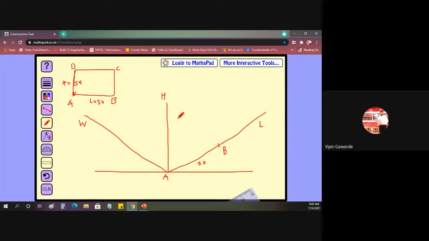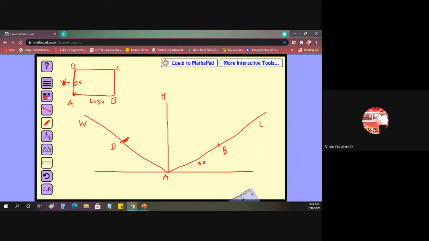Now we have to draw it horizontally. Sorry, now this becomes the width. This will come in the top view now. Width is equal to 50, so AD is equal to 50. This is width-wise, so this is 50. Now we got two intersections.